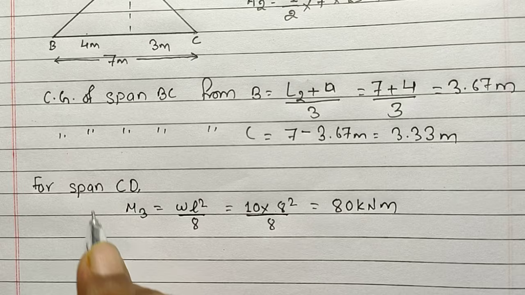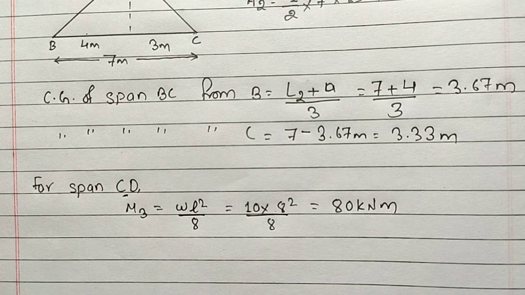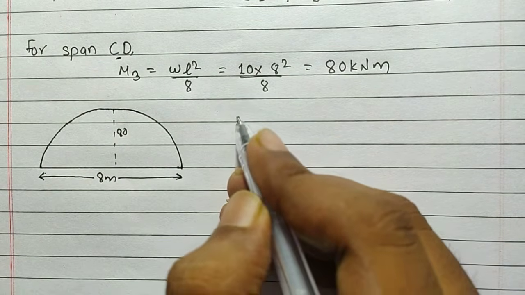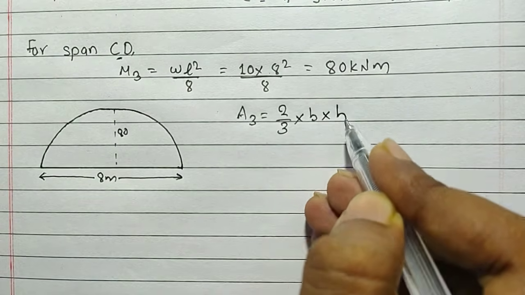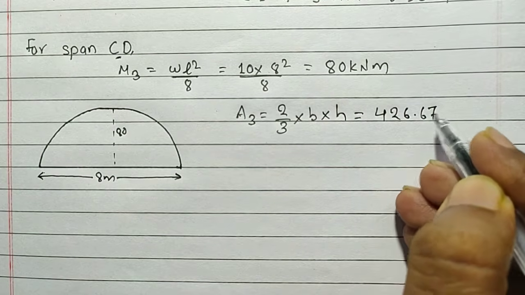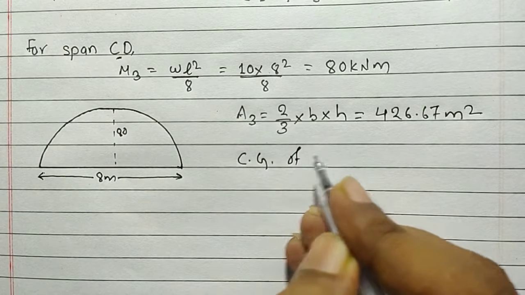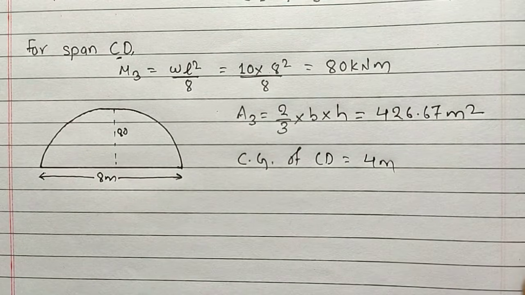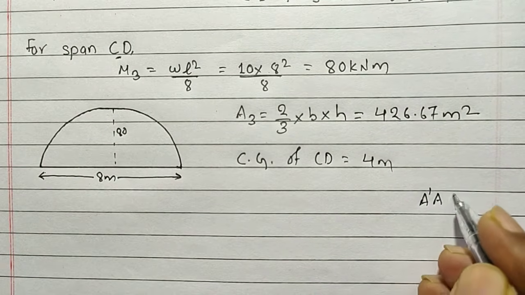After this, let us draw the bending moment diagram of span CD, which will be a parabola due to UDL, and the area of this portion will be given by A3 equals 2 by 3 times base into height. On solving this, we will get its value as 426.67 meter square. And the CG of this span CD will be half of 8 meters, so it will be 4 meter.